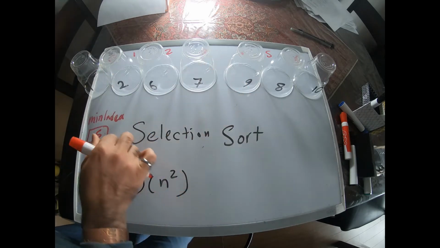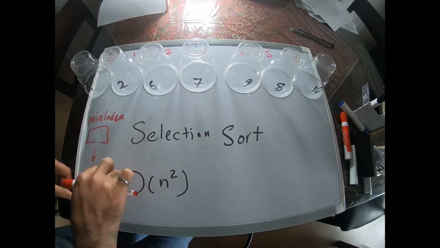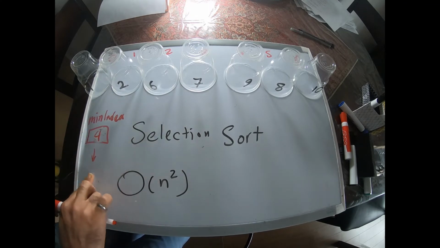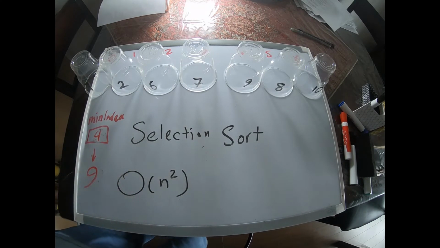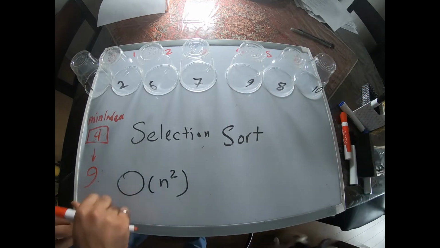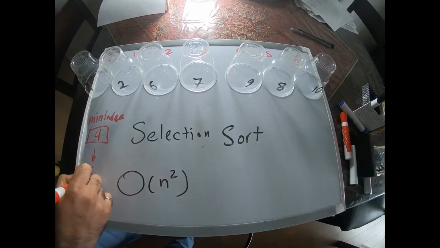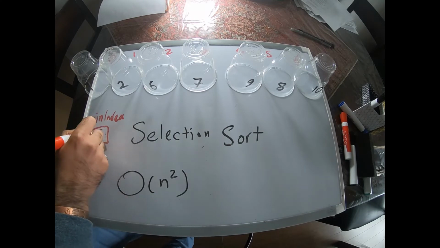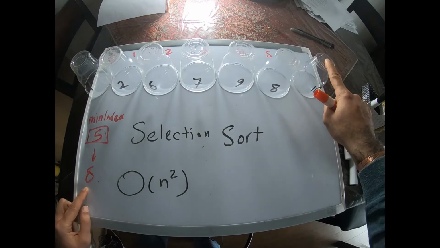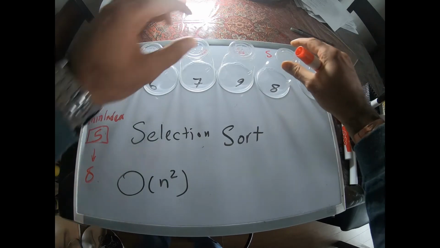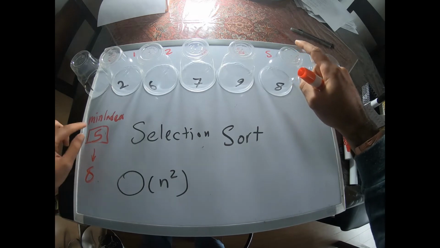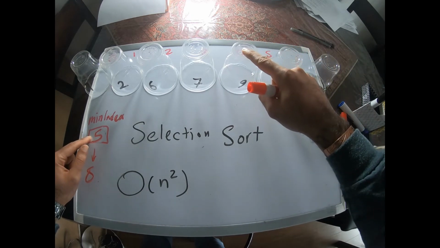In the next round, for the minimum index, I'm gonna start from here. Minimum index becomes 4. The minimum number I have is 9. I compare 9 and 8. So 8 is smaller, so minimum index becomes 5. I compare 8 and 10, no changes. So what do I need to do? I'm just gonna swap A[min index] and A[i].